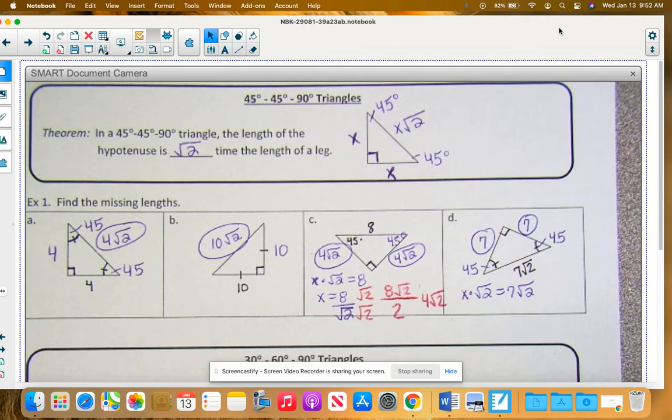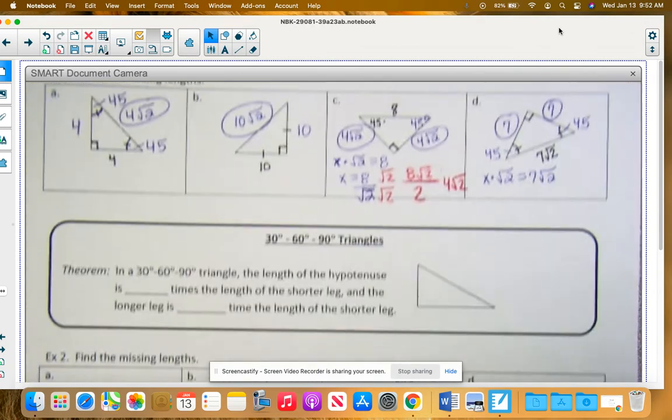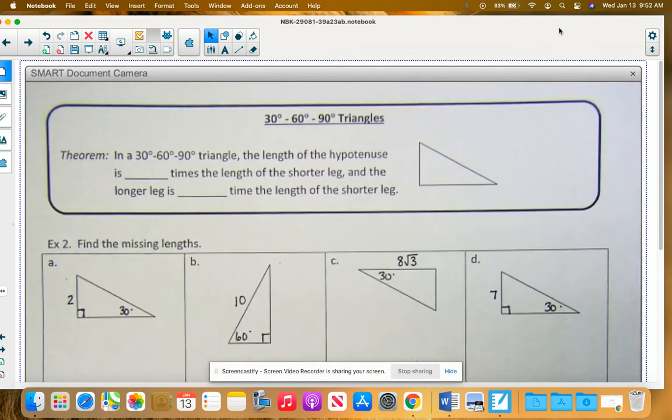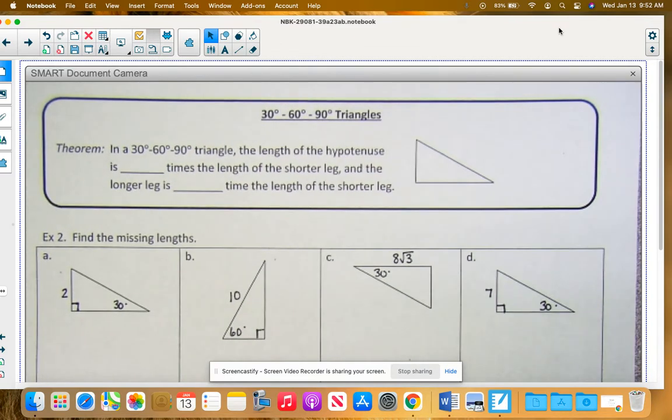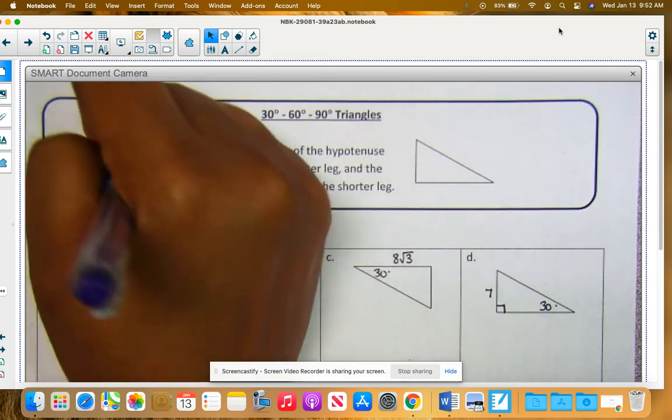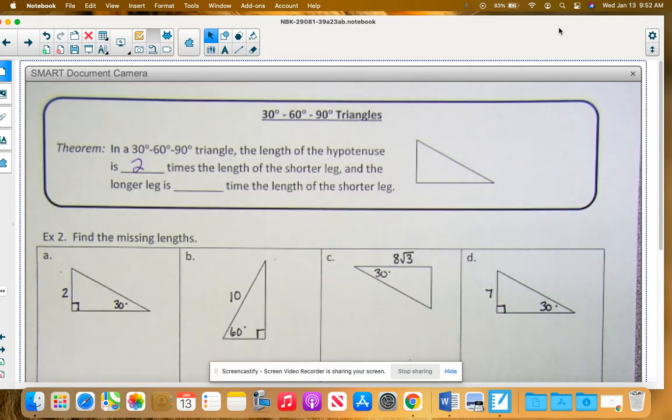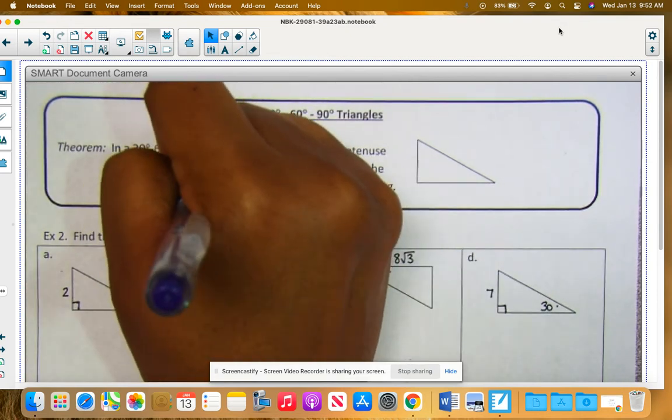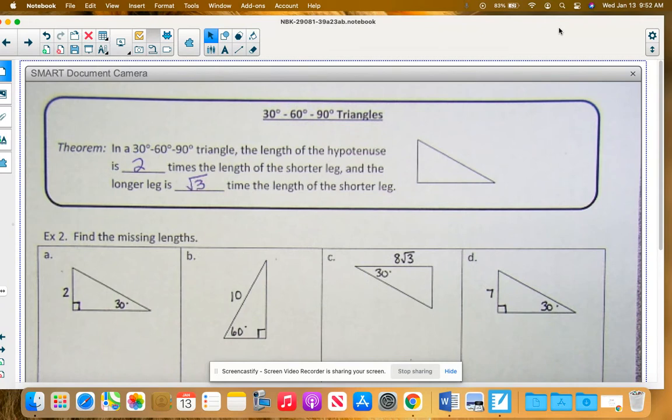The other kind of special right triangle is a 30, 60, 90 triangle. So the first one we looked at was 45, 45, 90. The other kind is a 30, 60, 90 triangle. So this theorem says that in a 30, 60, 90 triangle, the length of the hypotenuse is 2 times the length of the shorter leg, and the longer leg is square root of 3 times the length of the shorter leg. So, of course, pictures always help.